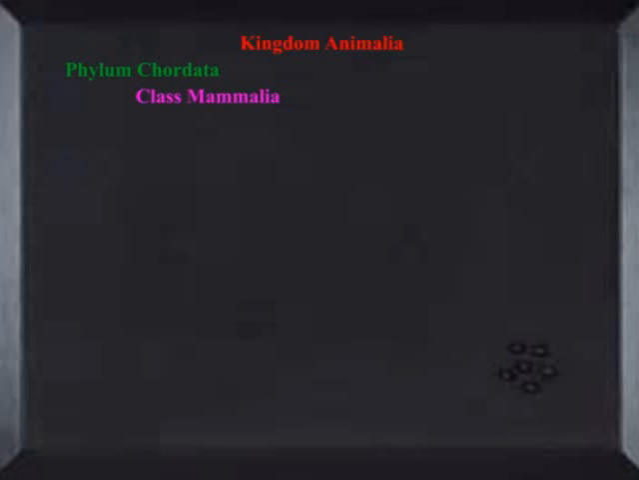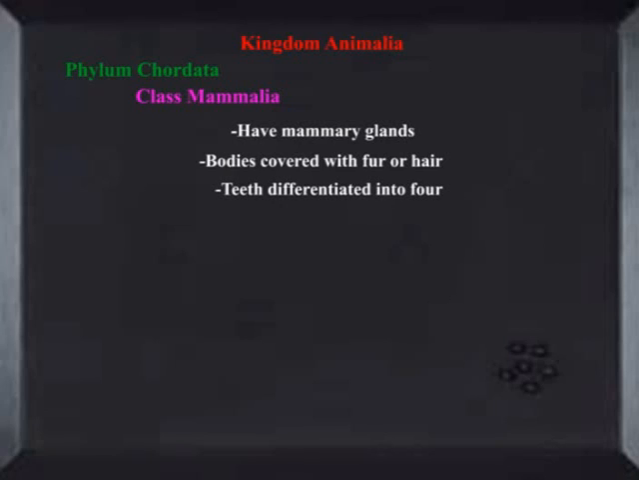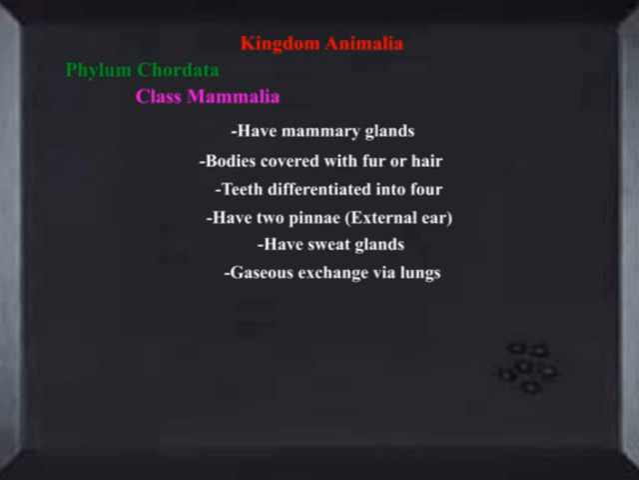Characteristics of mammals. Mammals have mammary glands, hence the name Mammalia. Their body is usually covered with fur or hair. Their teeth have been differentiated into 4 different types in relation to the feeding habits. This is called heterodont dentition. They have 2 pinnae, that is the external ear. They usually have sweat glands. They have lungs for gaseous exchange.